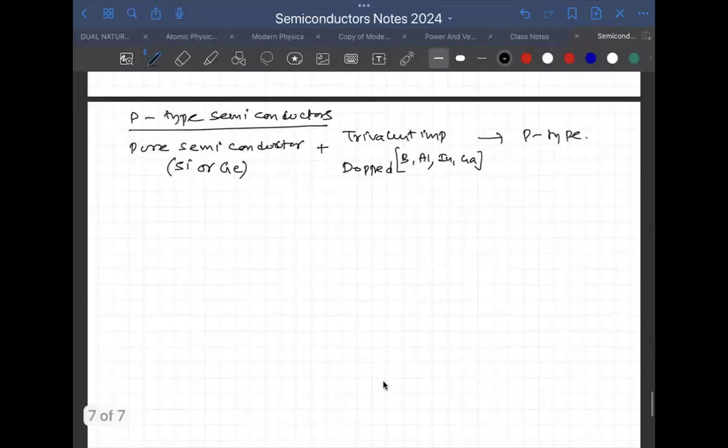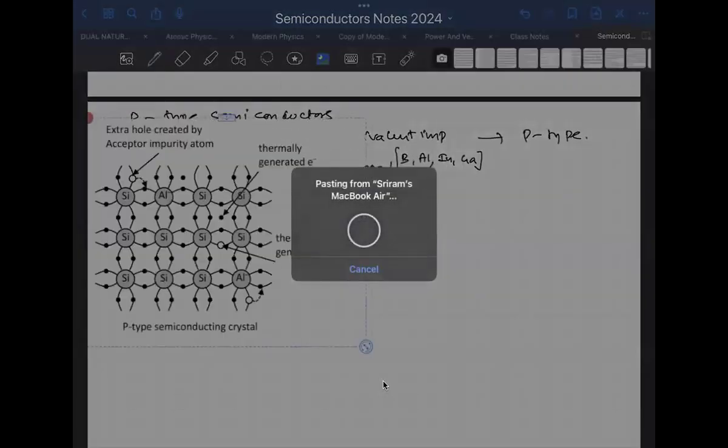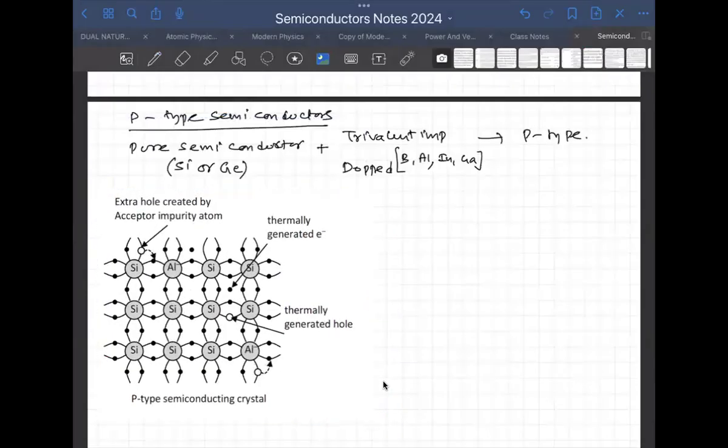Here you notice the impurity is here, the impurity is here, the impurity is here. Because of the presence of the impurity, it will share only 3 of its electrons. One electron, which was supposed to be here, is not available, and that deficiency behaves like a hole. Practically, there is no hole, but the deficiency of making a covalent bond with the other atom will behave like a hole. So it is ready to accept an electron.